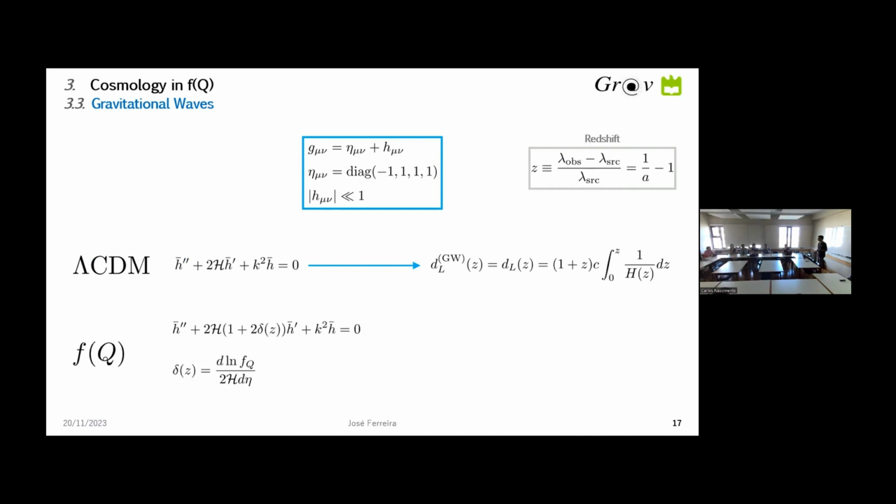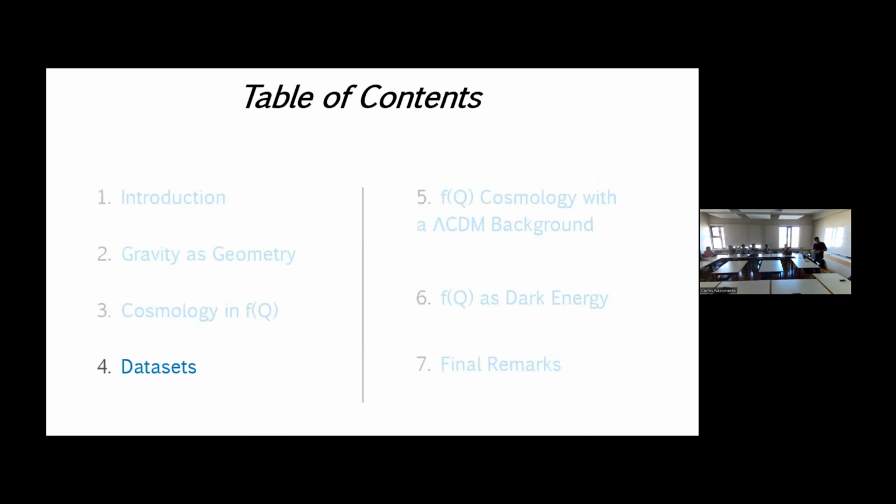However, in f(Q), this equation is modified by an extra friction term, delta, which takes the following form. This in turn causes a modification to the luminosity distance of gravitational waves, which takes the following expression, where d_L(z) is again the luminosity distance function, and we have this extra term right here, where the index naught denotes the value of the quantity as measured. So this extra term right here will be the key that will give us the cosmology, and we'll see that later. Okay, so moving on to the observables that we use throughout our study.